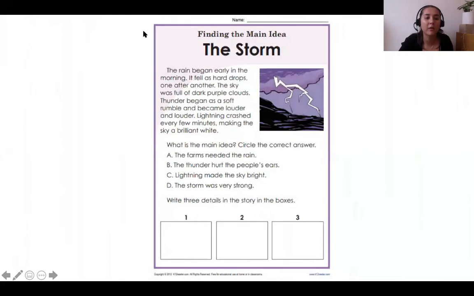Okay, guys, for homework, this is what we're going to do. This is the worksheet you will have, finding the main idea. The rain began early in the morning, so you read all about the storm. So you're going to read this small passage, then you tell me what is the main idea. You have 4 options to choose from. Then I want you to write 3 details in the story to tell me. So what we'll do is we'll make a Google form from this. And then on the Google form, I want you to type in 1, 2, 3 details that tell more information about the main idea.